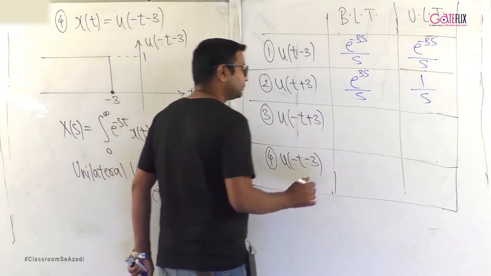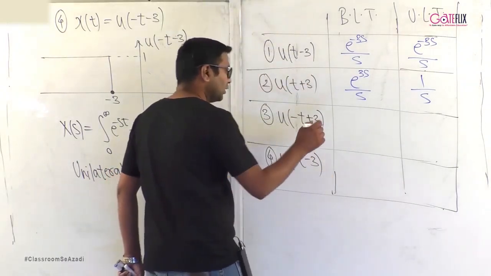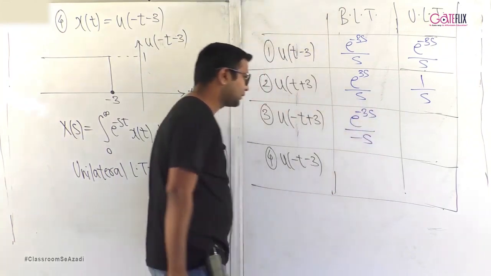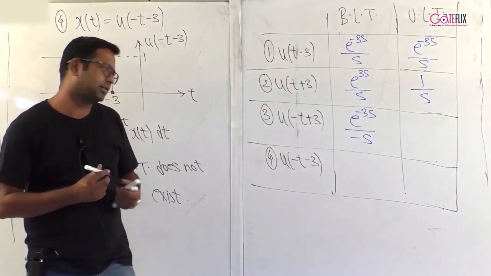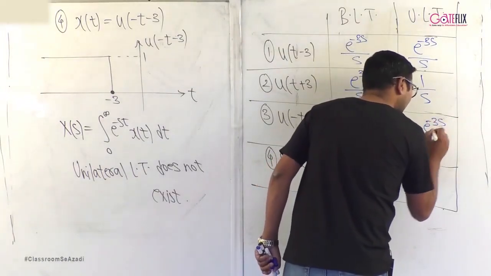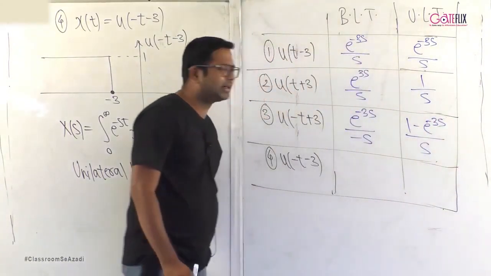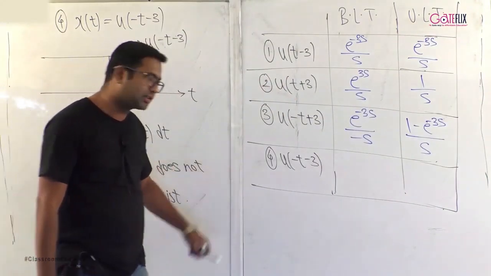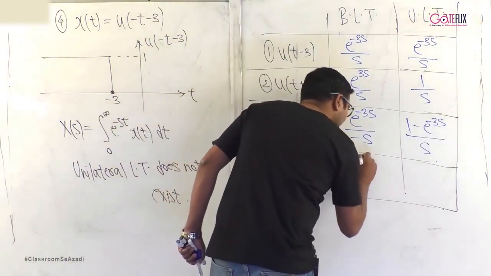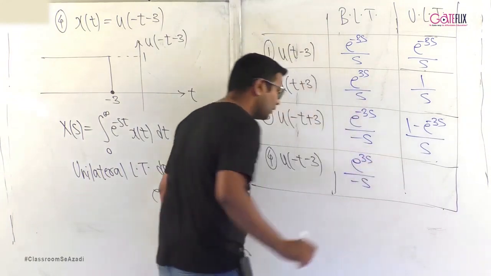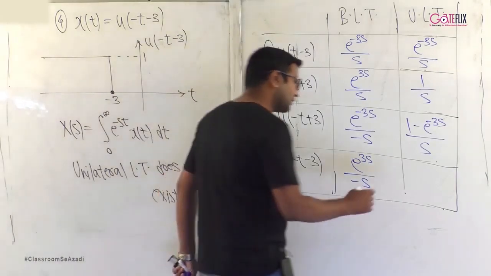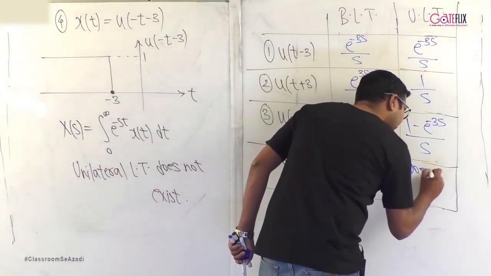In the next question, the bilateral Laplace transform comes out to be e raised to minus 3s by minus s. Whereas the unilateral Laplace transform we have calculated comes out to be 1 minus e raised to minus 3s by s. For the last question, the bilateral Laplace transform is e raised to 3s by minus s, whereas the unilateral Laplace transform does not exist.